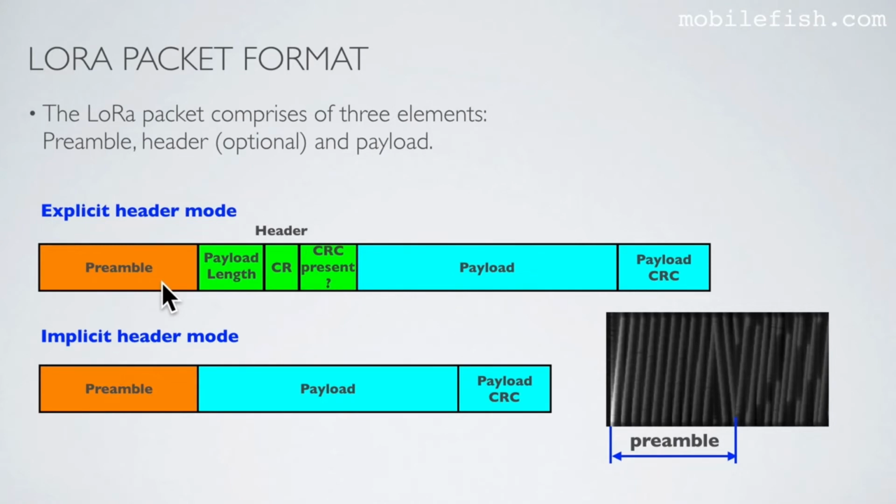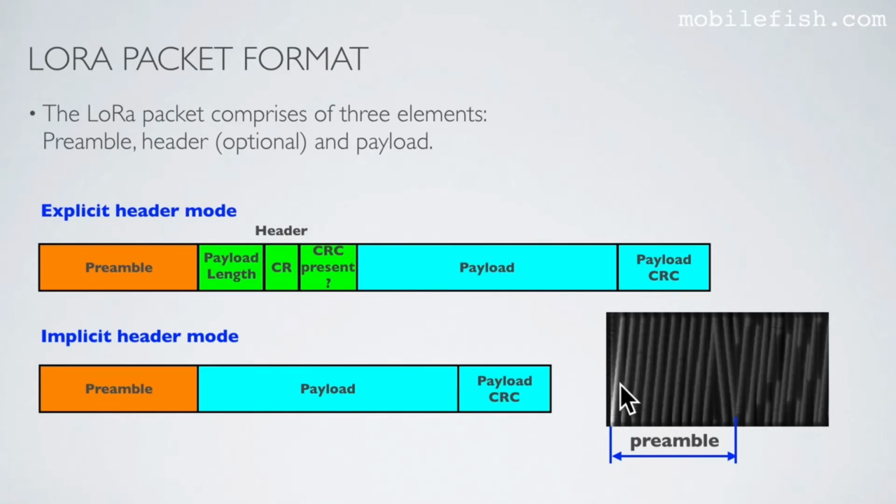The explicit header mode includes a short header that contains information about the payload length, coding rate, and whether a cyclic redundancy check is used in the packet. The cyclic redundancy check is used to detect errors in digital data. In the implicit header mode, the payload, coding rate, and cyclic redundancy check presence are fixed. In this mode, the header is removed from the packet, thus reducing transmission time. In this case, the payload length, error coding rate, and the presence of the payload cyclic redundancy check must be manually configured on both sides of the radio link.